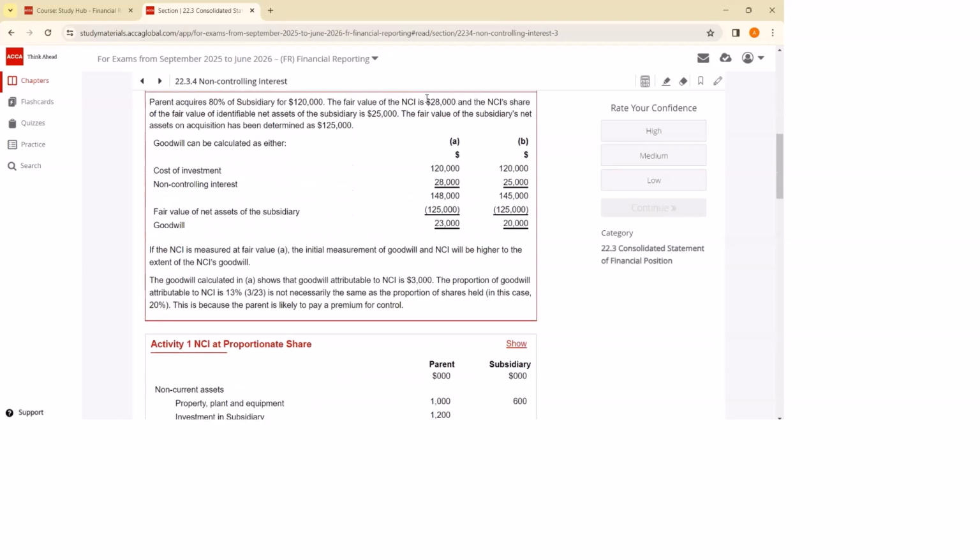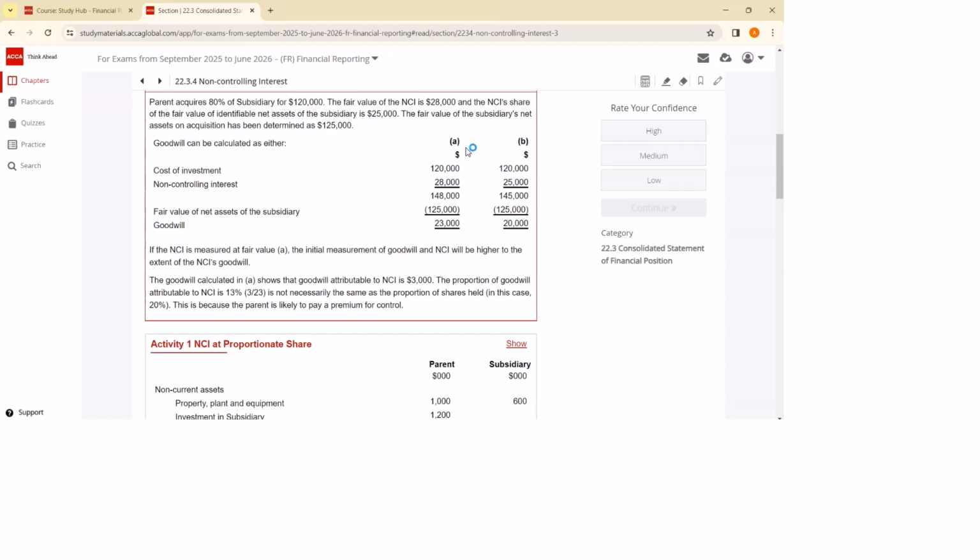First of all, showing that if the NCI had a fair value of 28,000 at the date of acquisition, how will goodwill be calculated? So we had the cost of investment, we had the fair value of NCI, and then from this, we subtract the fair value of net assets of the subsidiary company to calculate the goodwill.